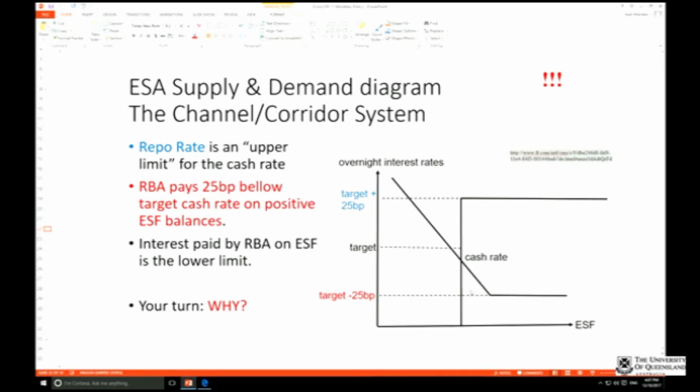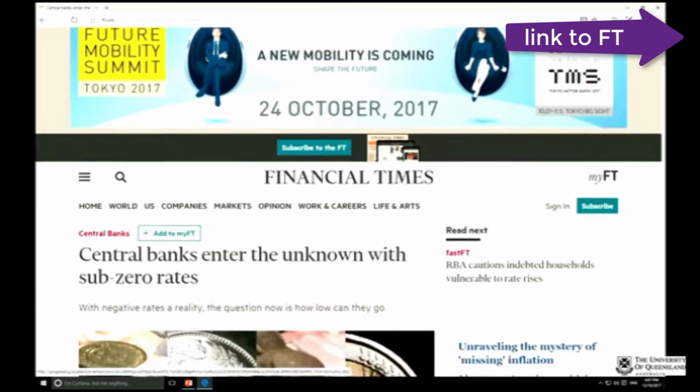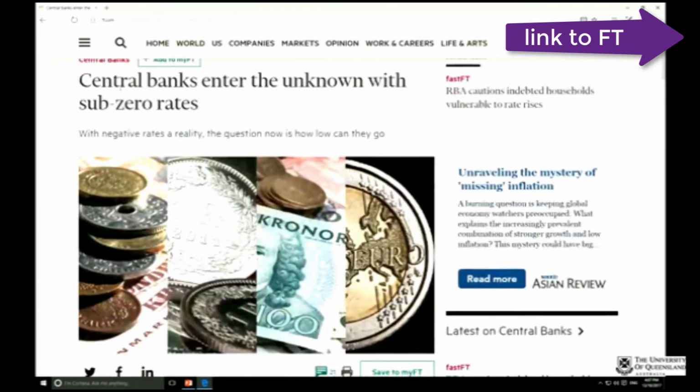So I just said beforehand, usually the interest rate here cannot drop below the cash rate minus 25%. And you would think interest rates are always positive too. But currently we are living in interesting times. Look at this one here. Central bank enters the unknown with sub-zero rates.